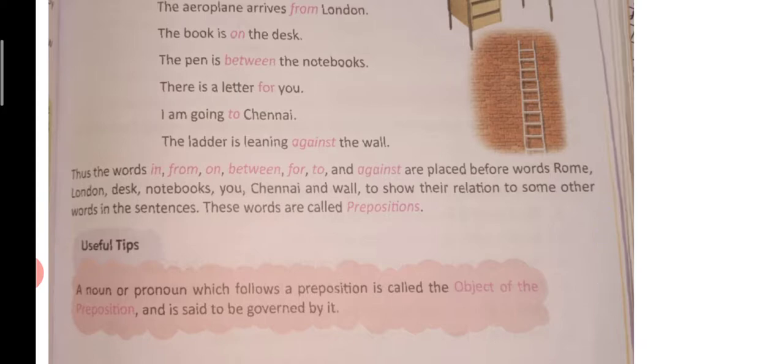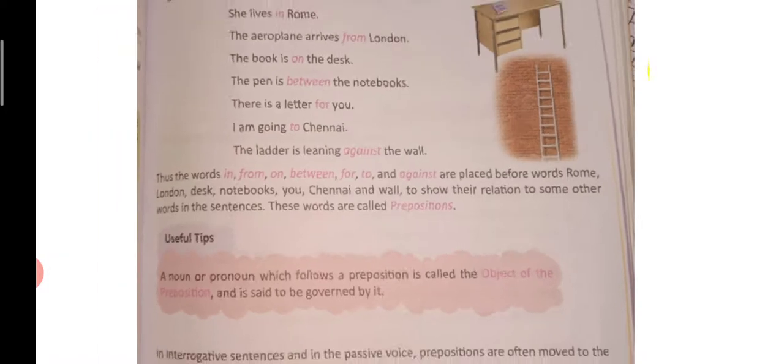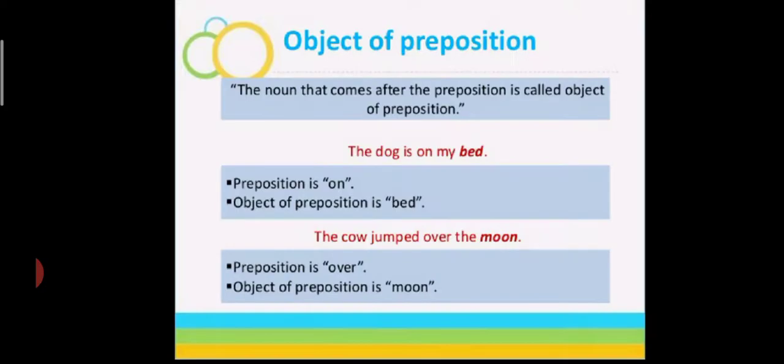Now, the object of preposition. The noun that comes after the preposition is called the object of preposition. For example, the dog is on my bed. Here, you know that the preposition is on, and so the object of preposition is bed. The same goes in the next example also. The cow jumped over the moon.